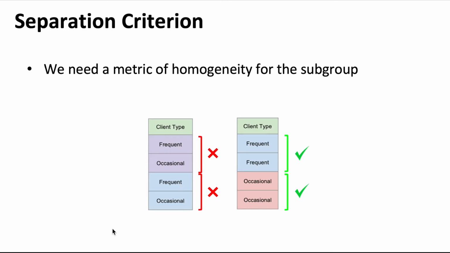But in the case of the age, we couldn't do that because when we separated the class according to the value of the age, we got groups that have not homogeneous values in the class.